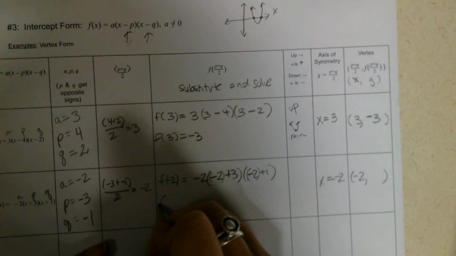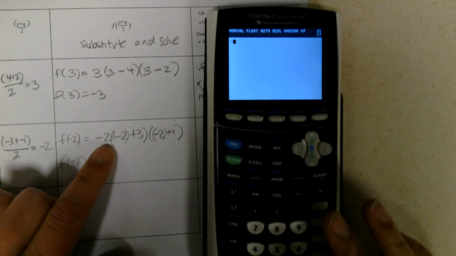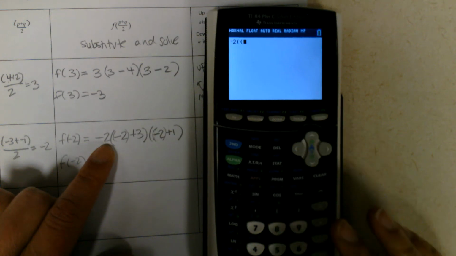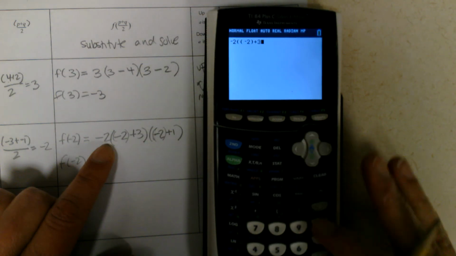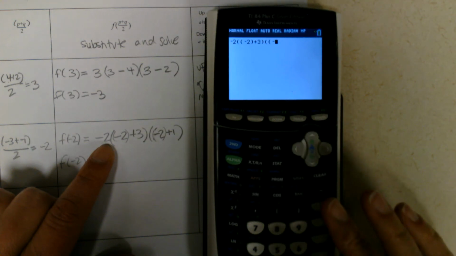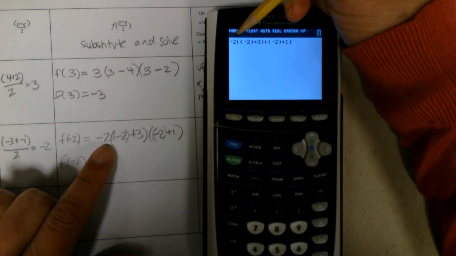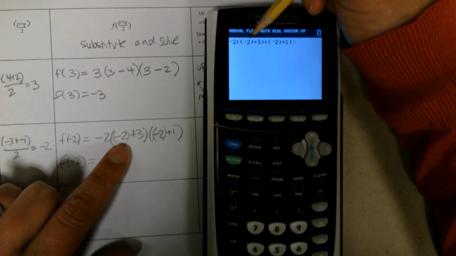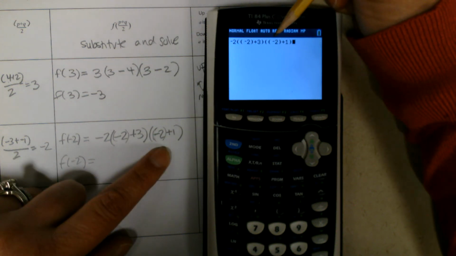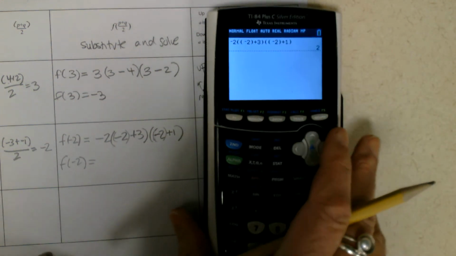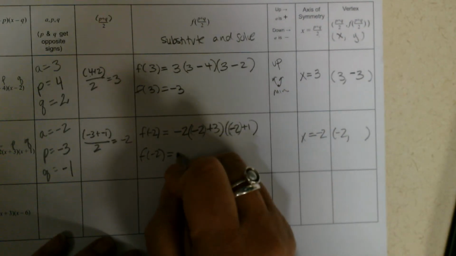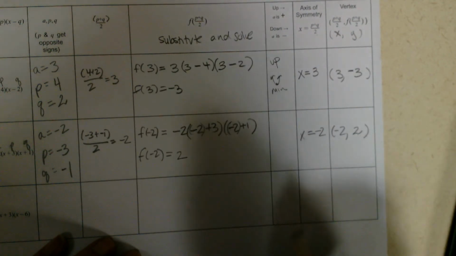Okay. So f of negative 2 equals, and you know what? I'll show you with the set of parentheses what that would look like, those double sets. Plus 3 times negative 2 plus 1. So double checking, negative 2 times the quantity negative 2 plus 3 times the quantity negative 2 plus 1. Enter, and we're going to come out, ooh, that's a nice number, positive 2. Positive 2 and positive 2.